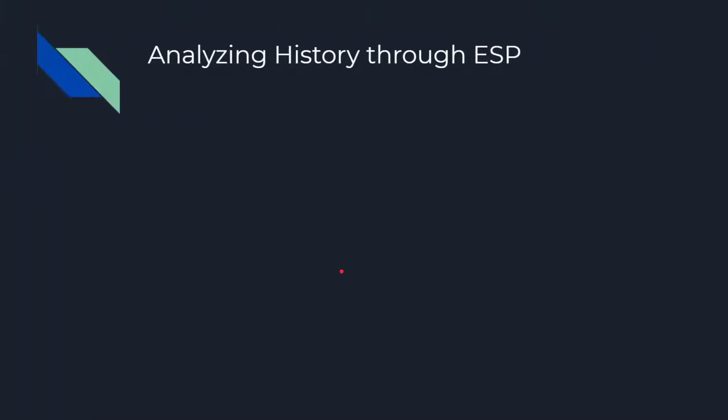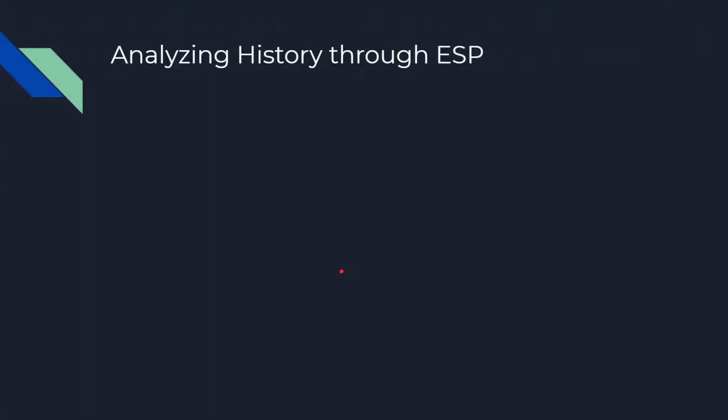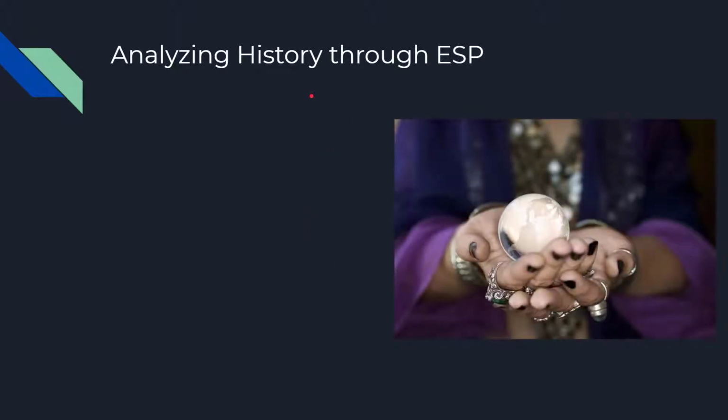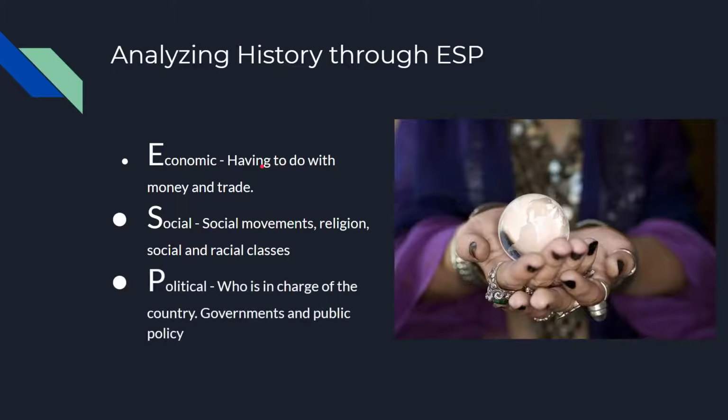Okay? So the way that we analyze history, if you are not familiar, is there's a couple ways that we can compartmentalize our frame of reference through history, and we call this ESP. No, it's not psychic brain powers. It's what we call economic, social, and political.